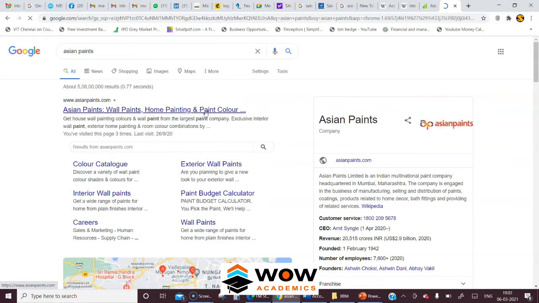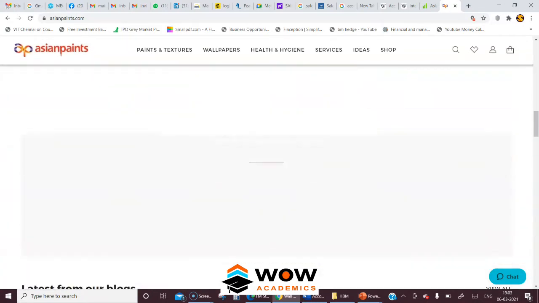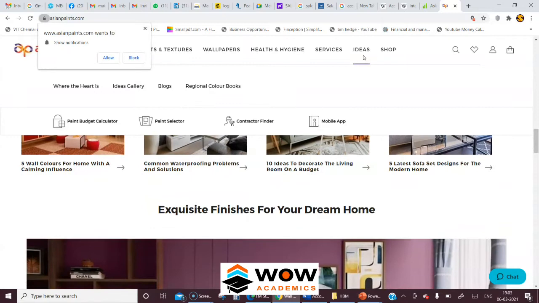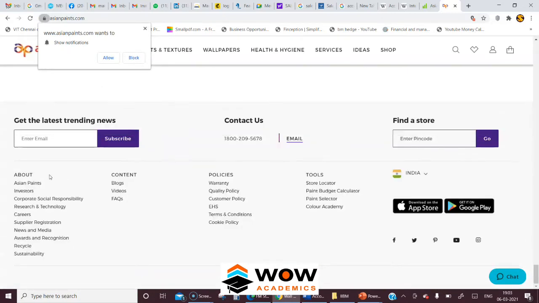So once you go to their company website, okay, usually company websites will have information that is mostly for the customer only, okay, they won't give you information for the investor. So mostly at the end of the website, you usually have a section called investors. So you could see here there's a section called investors, okay. So you can click that.